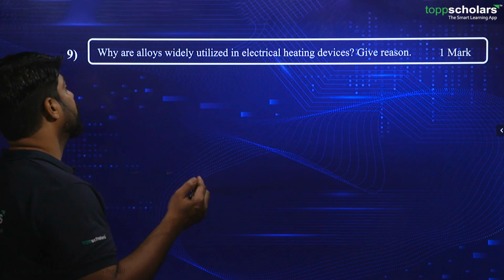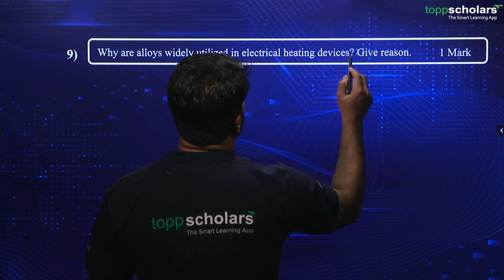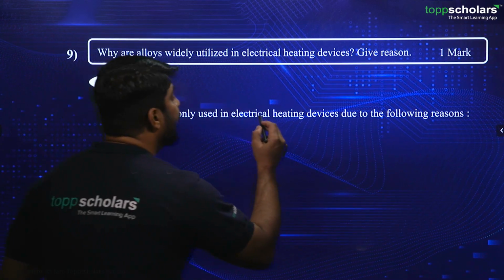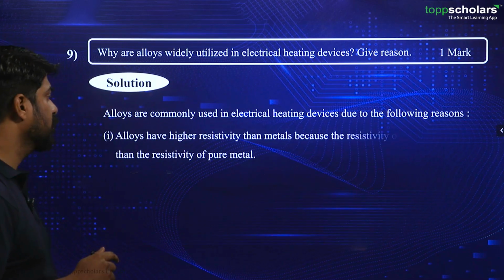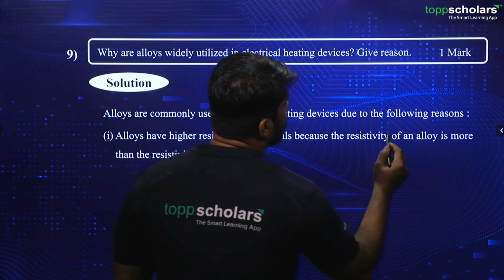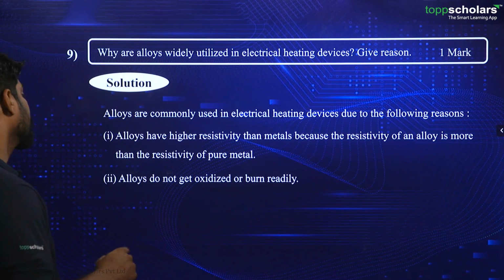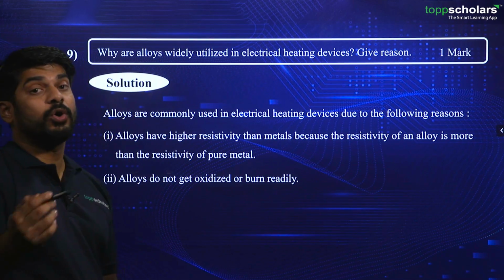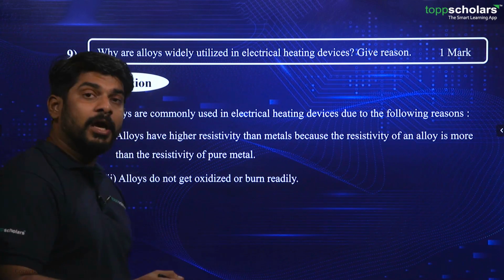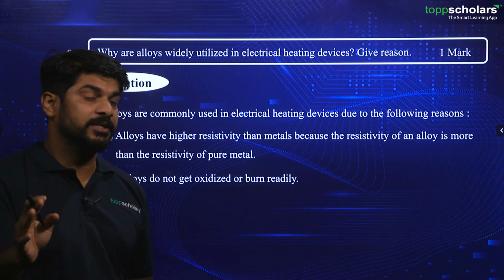Moving on to the next question now. Why are alloys widely utilized in electrical heating devices? Give reason. So it is very simple. Alloys are commonly used in electrical heating devices due to the following reasons. One is alloys have higher resistivity than metals, because the resistivity of an alloy is more than the resistivity of pure metal. Alloys do not get oxidized or burn readily. As we know, alloys have very high melting points, so that's why they do not burn easily.